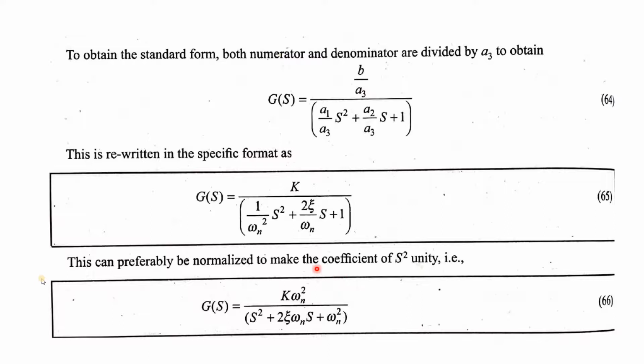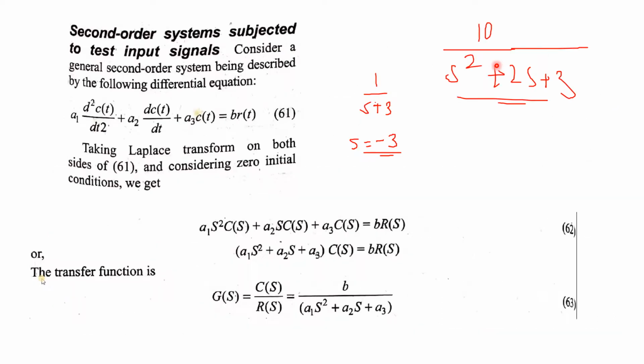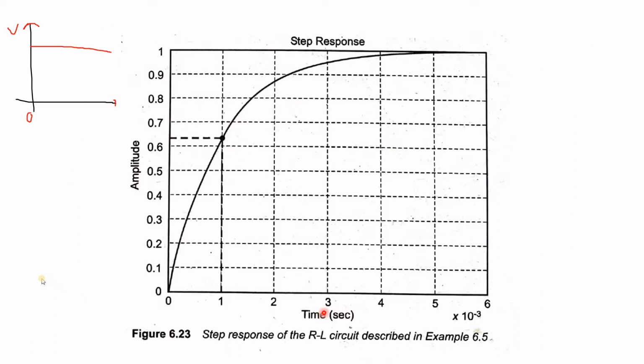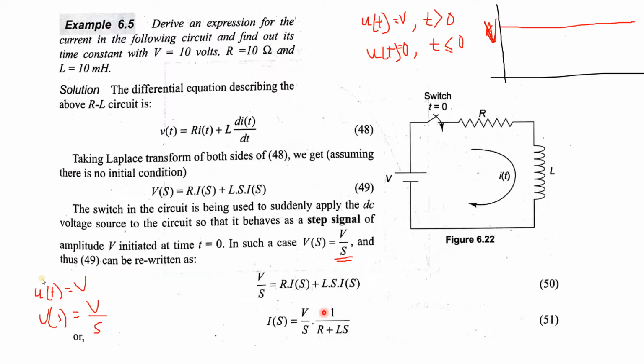Now the time response cannot be determined directly by taking the inverse Laplace in that fashion. There is some observation that you have to make, that is, to obtain the standard form, both numerator and denominator are divided by a3. So this is a standard form. In this case we generally do not write the equation with 1 as the gain factor of s square.